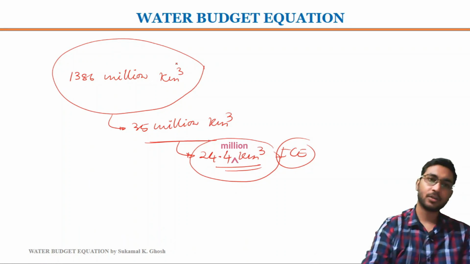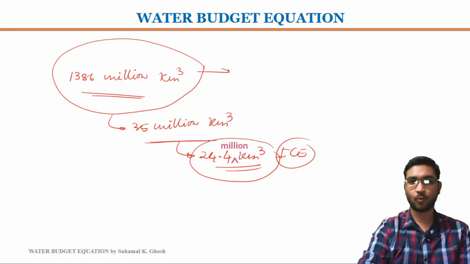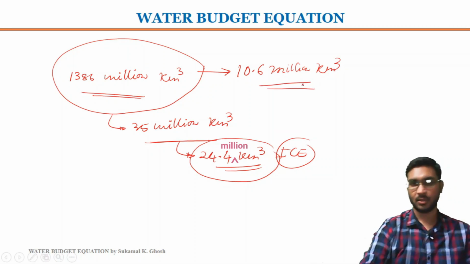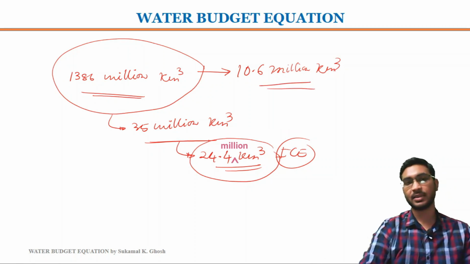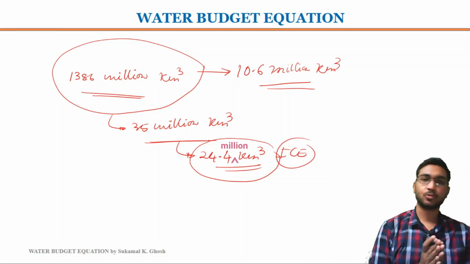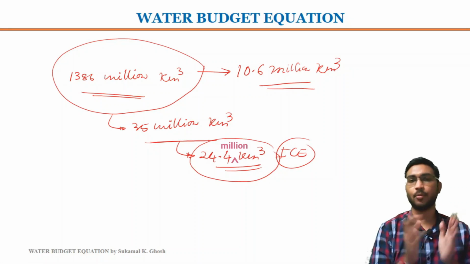It means out of this 1386 million kilometer cube of water, we have only 10.6 million kilometer cube which is consumable, or which is readily available for consumption. So that is why we should understand why we need to use water wisely. No matter what happens, we should not waste our water.